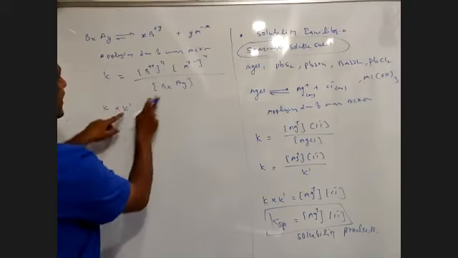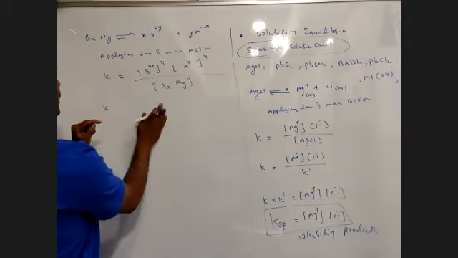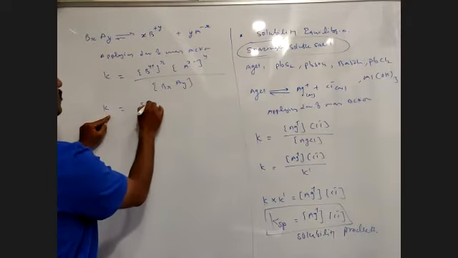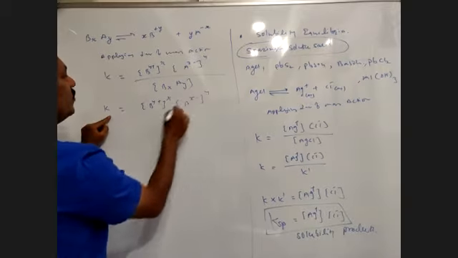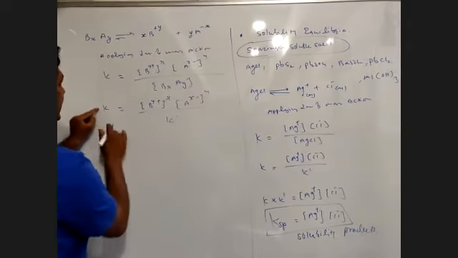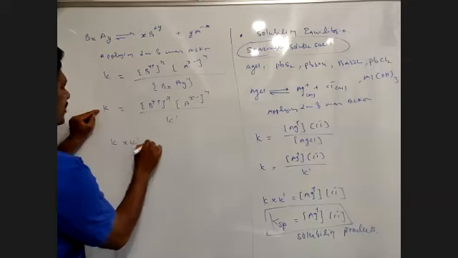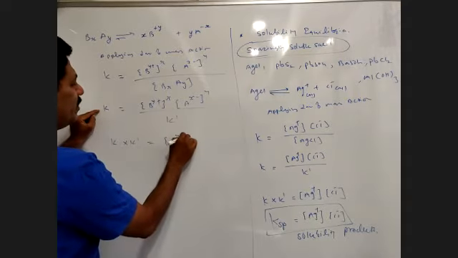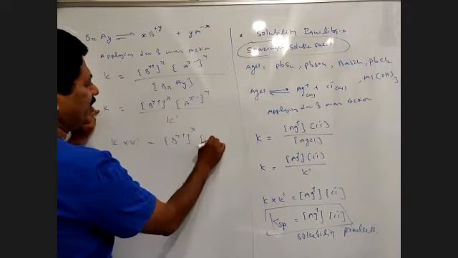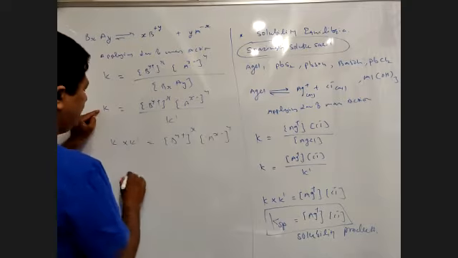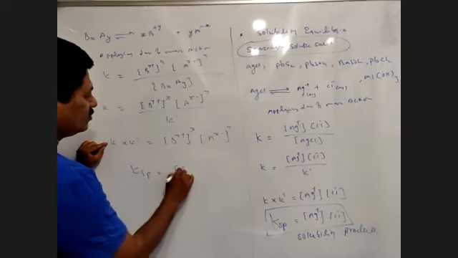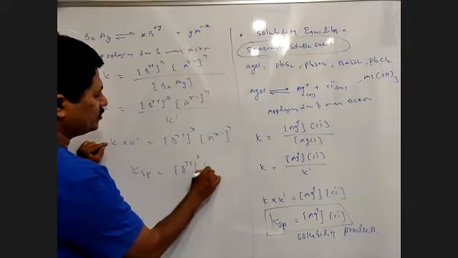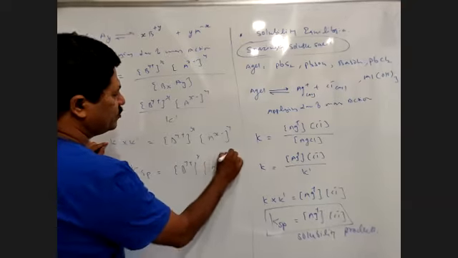ये तो इस तरफ लेके गए, K dash करके इस तरफ गया है. चलो एक स्टेप बढ़ाता हूँ. K is equal to concentration of By+ raised to x, concentration of Ax- raised to y upon K dash. K dash की तरफ लेके आएंगे. K into K dash is equal to concentration of By+ raised to x and Ax- raised to y. So here, this is nothing but the Ksp, which is equal to concentration of By+ raised to x, concentration of Ax- raised to y.